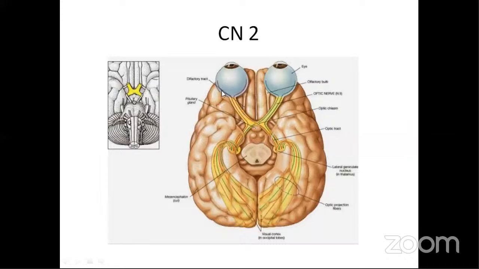There we can see the temporal field and the nasal field. The temporal field of the left side and the nasal field of the right side form an optic tract here. And here we can see the nasal field of the left side and the temporal field of the right side forming an optic tract here. Both of these optic tracts terminate in the lateral geniculate body of the thalamus, which is a relay center for the optic radiation. From there, the optic radiation starts and goes to the visual cortex in the occipital lobe. This is a general pathway plan of the optic nerve.